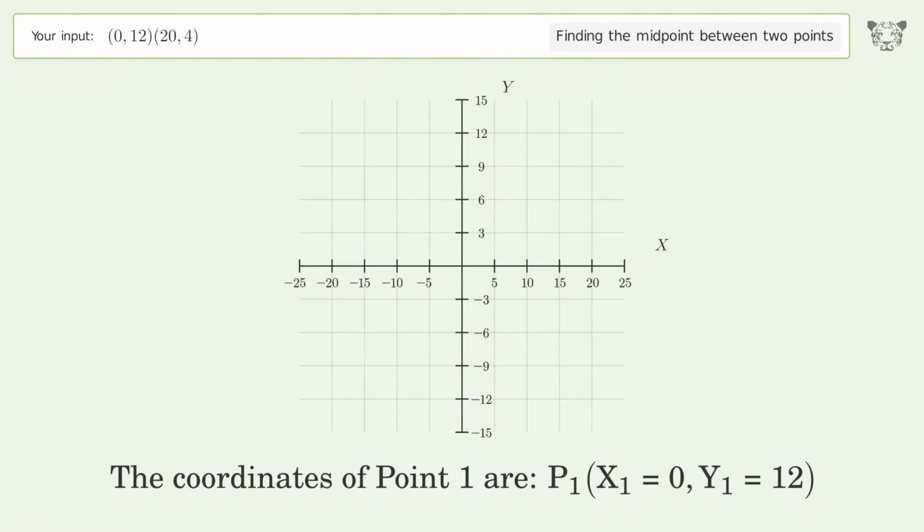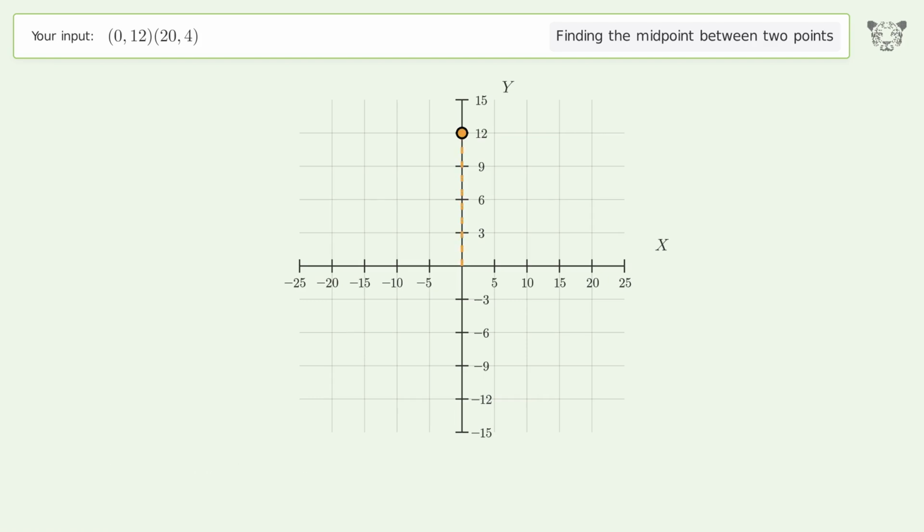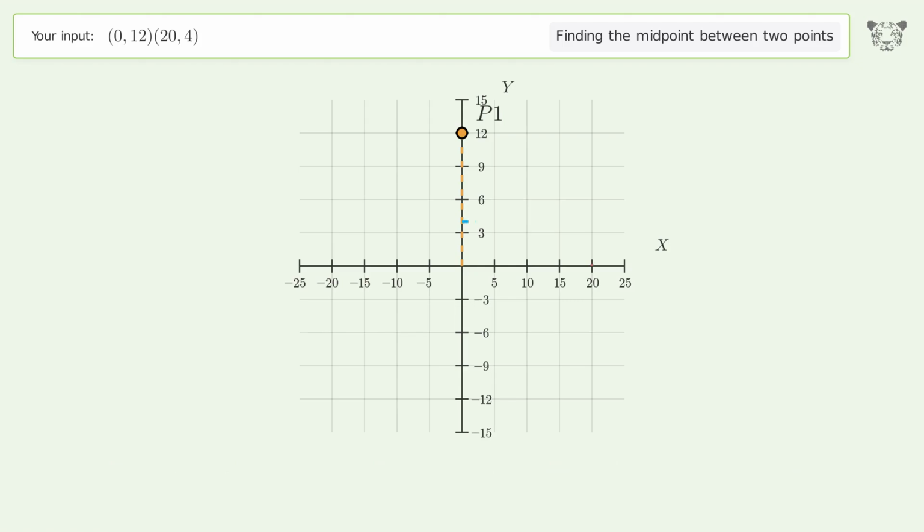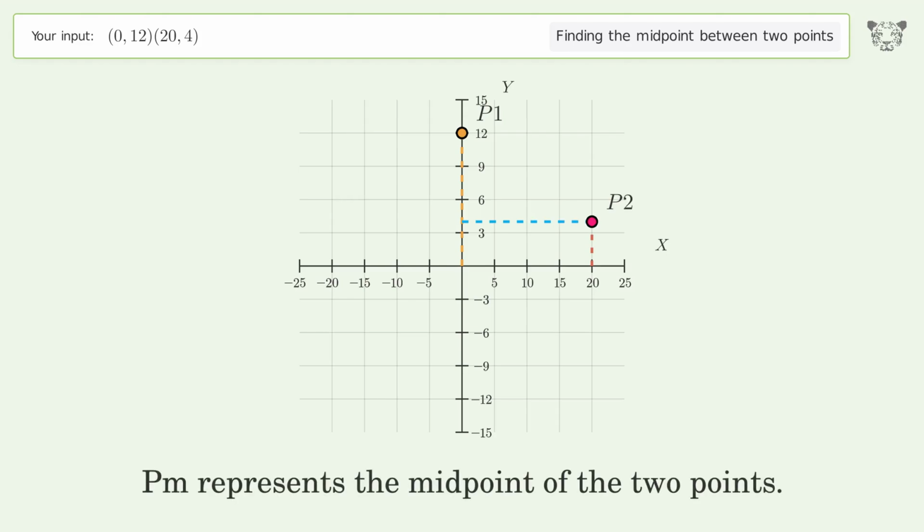The coordinates of point 1 are, x1 equals 0, y1 equals 12. The coordinates of point 2 are, x2 equals 20, y2 equals 4. PM represents the midpoint of the 2 points.